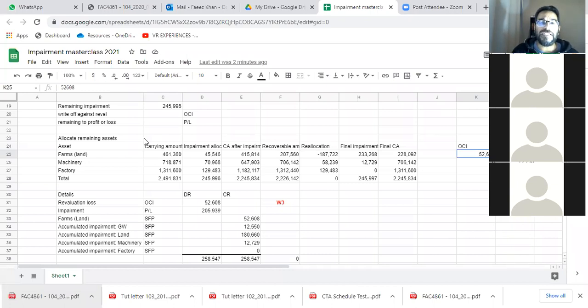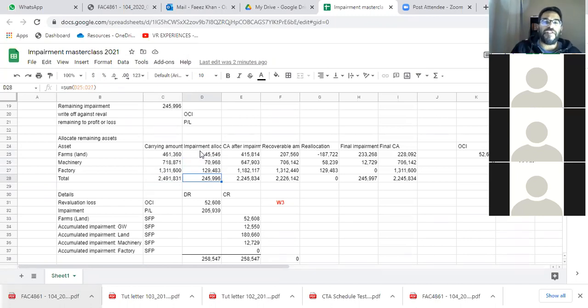How do you allocate it against the remaining assets? On a pro rata basis based on their carrying amounts. Here are the carrying amounts. So we allocated on a pro rata basis based on their carrying amounts. So up until that point, we are spot on.